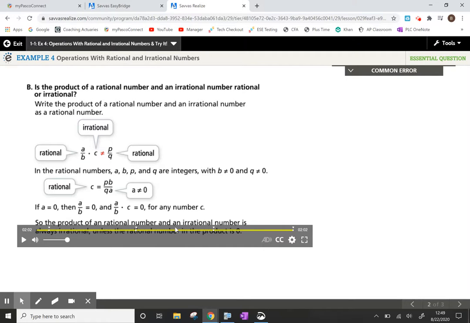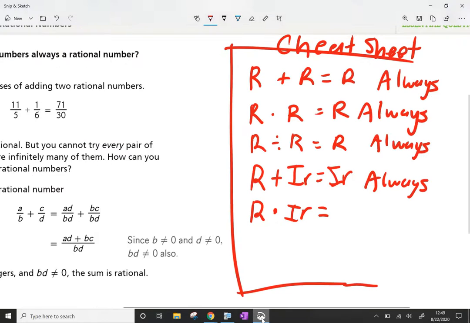But that last statement right there is extremely important. If we're adding this to our cheat sheet: rational times an irrational equals irrational, but not always. The exception is unless the rational is 0. So it's not always going to be irrational. There's only one time where it wouldn't be irrational.